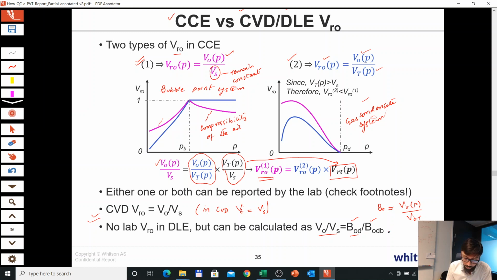So it will be just the ratio of Vo at any given pressure divided by Vs over Vor. So this will be Vs here, Okay, Vs, or you can say the oil volume at the bubble point, or the saturation pressure. So that's how you can calculate this VRO from the DLE experiment, and then we should be able to compare the VRO from the different experiments.